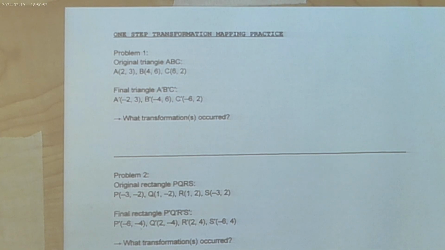So the idea is called a one-step transformation mapping practice, where we're starting with an original triangle, we're seeing what the final triangle is, and we're trying to figure out what the transformation is that occurred. On the assessment, they have these, and they're pretty straightforward, and part of the reason is because they have pictures.